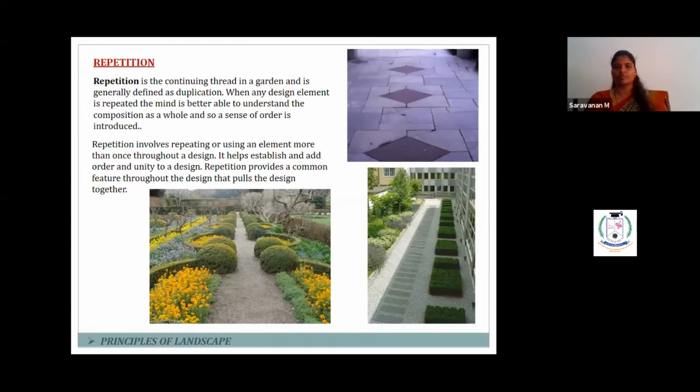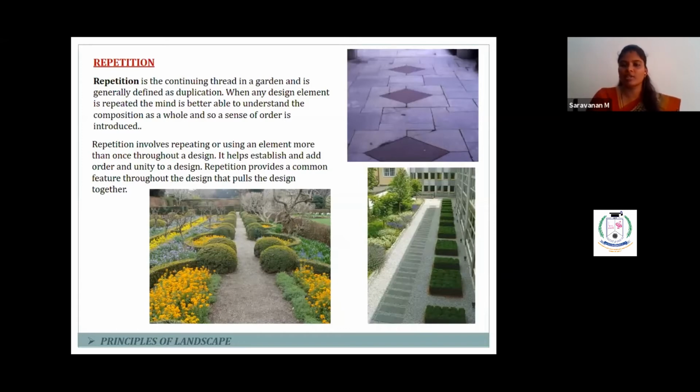Next is your repetition. In this unit with the principles, when you know it with your words itself, you can understand what it is. Next is called the repetition, which is the continuing thread in a garden that is generally defined as duplication. When a design element is repeated, the mind is better able to understand the composition as a whole, so the sense of an order is introduced. Repetition involves using an element more than once throughout your design. So repetition provides a common feature throughout the design that pulls the design together.